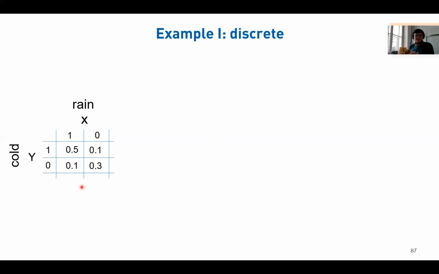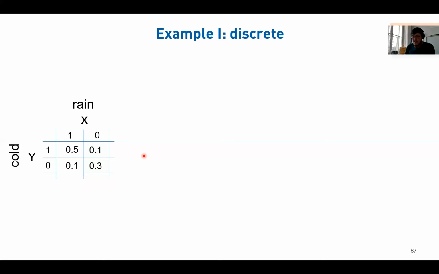So these are just some arbitrary numbers. We can imagine it makes a little bit of sense, but usually not really. And this is only a simplified example of cold, no cold, rain, no rain, okay? So we have those four numbers filled in this table. Okay, good.